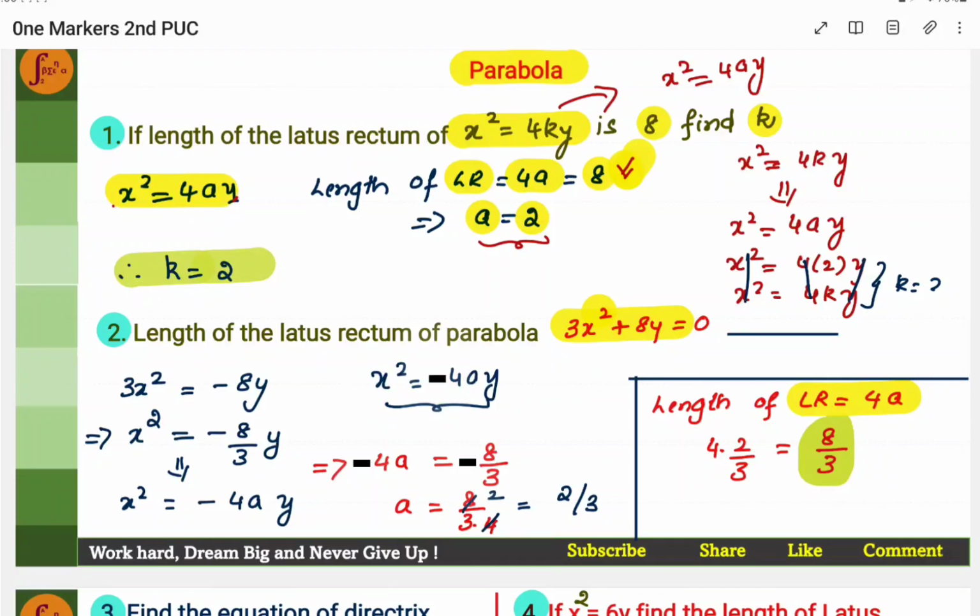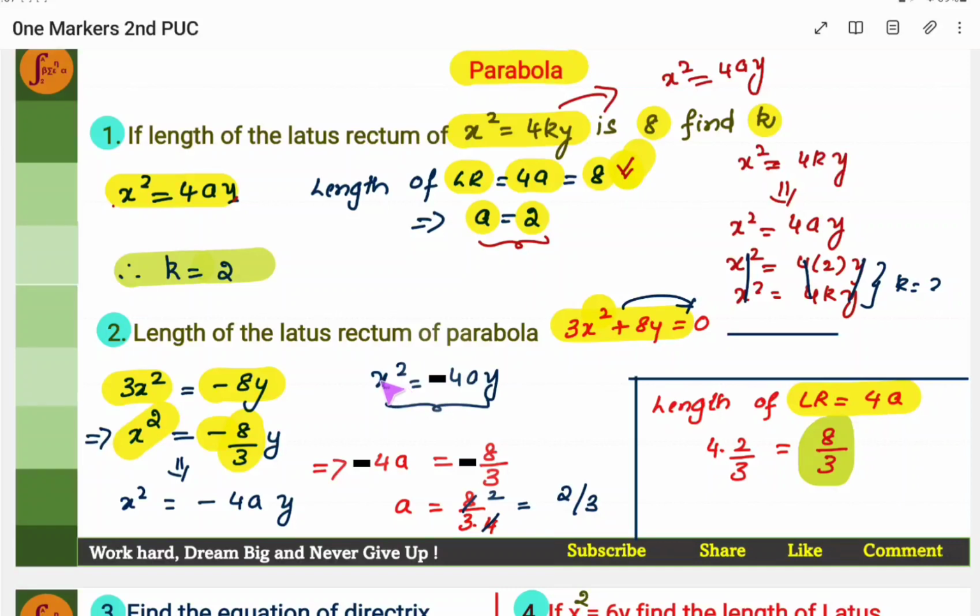So now we'll shift it. We'll shift 8y this side. So we'll get 3x square is equal to minus 8ay. Now you should get it in the form of x square. Only x square should be there on the left hand side. Shift 3 to the other side. So you'll get minus 8 by 3 times y. So x square is minus 8 by 3 times y.